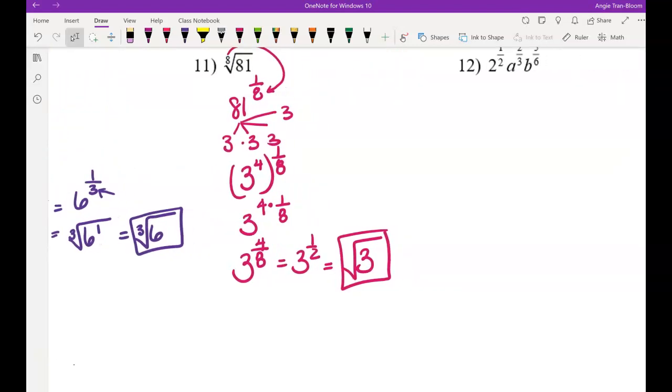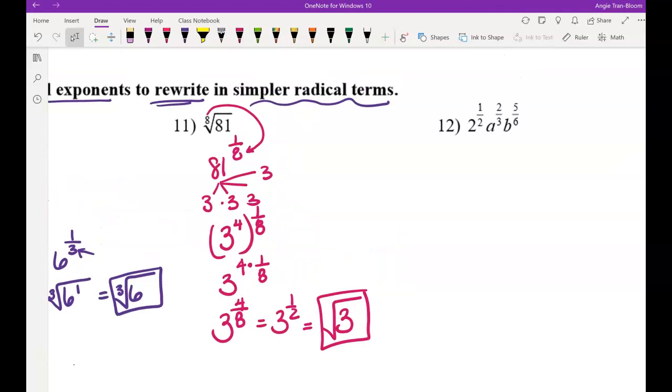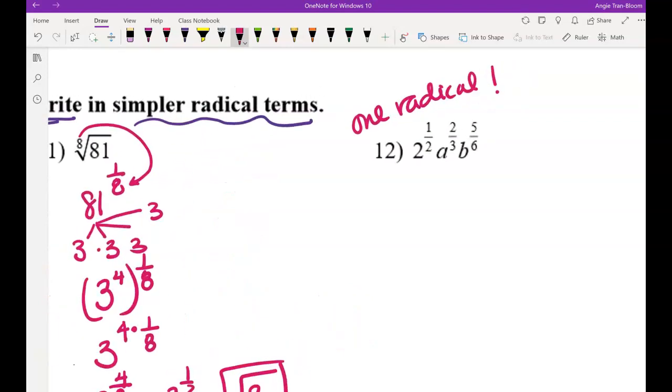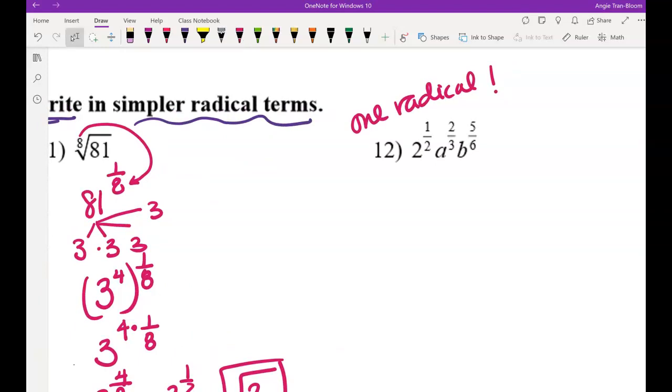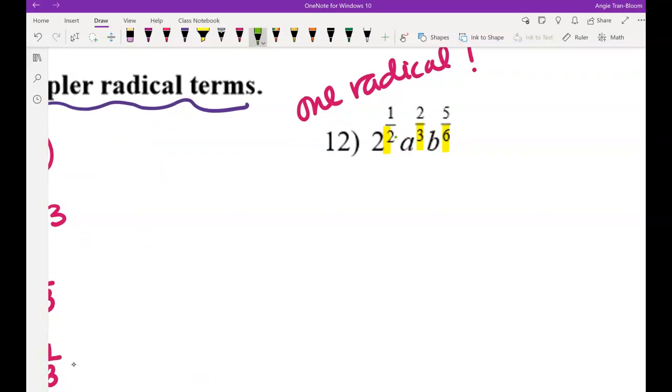Okay, so this one says we have to rewrite it as one radical. Okay, one radical. We have 2 to the half power, a to the 2/3, and b to the 5/6. Oh my gosh, I can't read. To write it as one radical, your denominators must be exactly the same. So what that means is that I'm going to multiply this. The LCD is 6, okay? So multiply this by 3. That means I'm going to multiply this by 2.